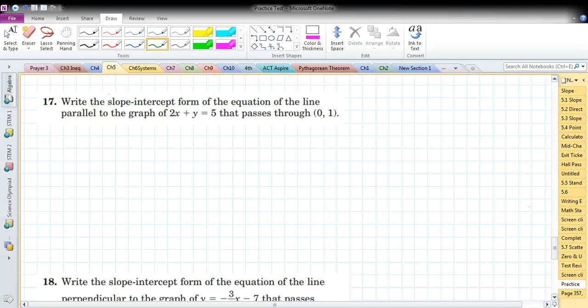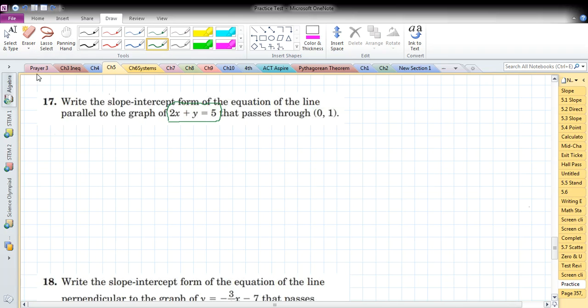Write the slope-intercept form of the equation of the line parallel to the graph of 2x plus y is equal to 5. Now we know that if two lines are parallel, that they have the same slope. So we need to determine the slope of this line so that we will know what the slope of our new line is going to be.